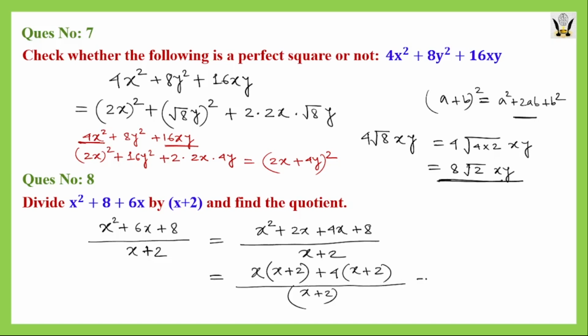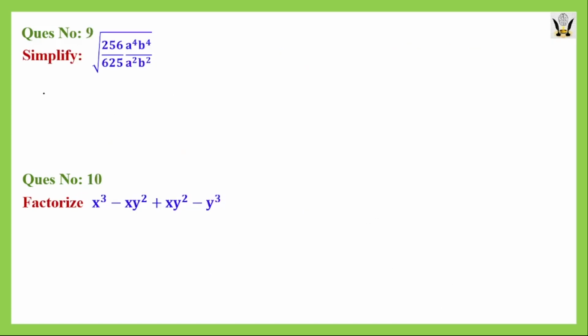So in the numerator now the factors will be x plus 2, which is the common factor, and the second factor will be x plus 4. And in the denominator again we have x plus 2. So what I can see here is that x plus 2 is the common factor between numerator and denominator, so they will cancel each other. So the quotient value of this division will be x plus 4. Now in the next question we have the simplification.